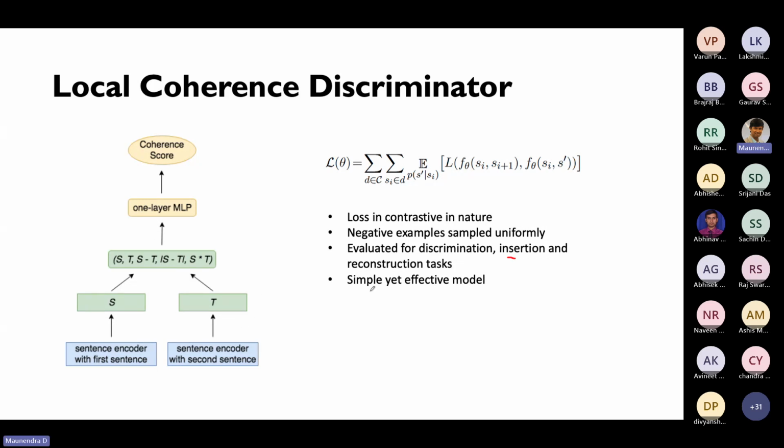So it's a simple yet very effective model. The point to be noted here is that although we have a loss function, we do not need any human supervision here. These are all self-supervised tasks. Given data like a passage, we can easily create training examples for these tasks on our own, in an automated manner without any human involvement.